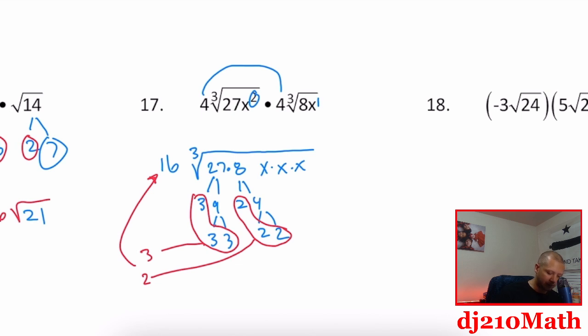6 times 16. 6 times 6 is 36. Carry the 3. 6, 7, 8, 9. 96. This is 6 times 16. And then triples come out as a single, and there's nothing left inside. So 96x. All this is equal to 96x.